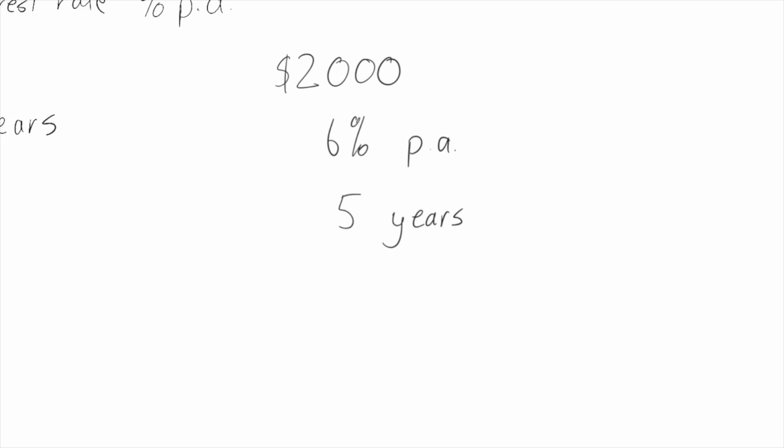Our first step, some teachers are going to want you to convert this here to a decimal. That's fine. If you know where the percent sign is on your calculator, then you can use that as well, because your calculator is going to convert that in the background. But let's do that step just in case there are people who know that their teacher is going to want to do that. So 6% as a decimal, we are going to divide this by 100, and we are going to get 0.06.